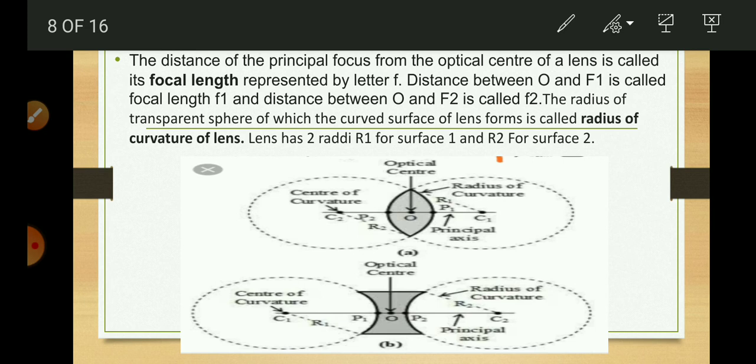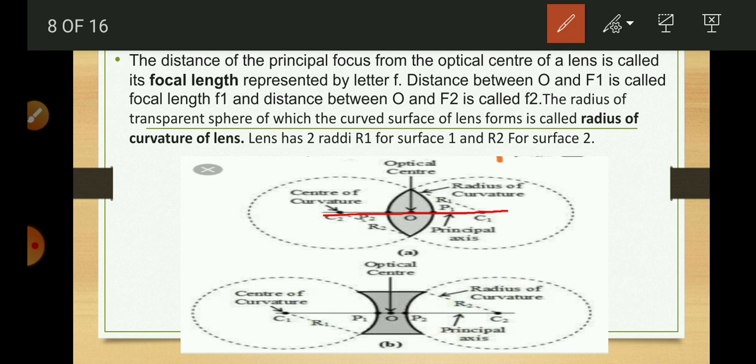Next is principal axis. What is principal axis? The imaginary line passing through two centers of curvature C1 and C2 of both the surfaces of lens is called principal axis of the lens. So this is the principal axis, which is an imaginary line which passes from both the center of curvature, that is from C1 and C2, is called as principal axis of the lens.